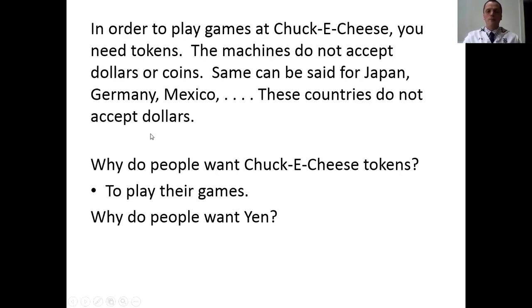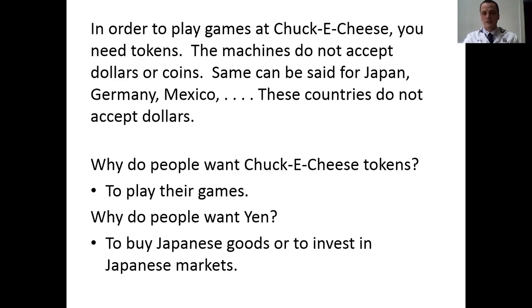Why do people want Japanese yen? It's because they want to buy Japanese goods or to invest in the Japanese market. Again, you can't play Japanese games without Japanese currency.